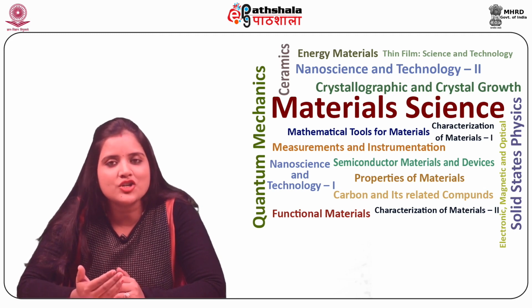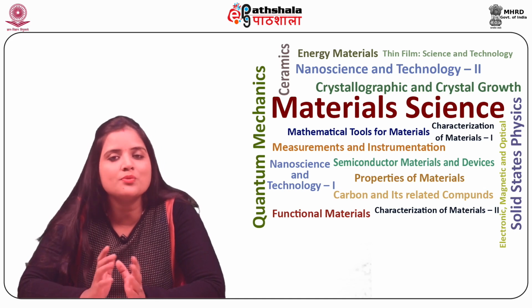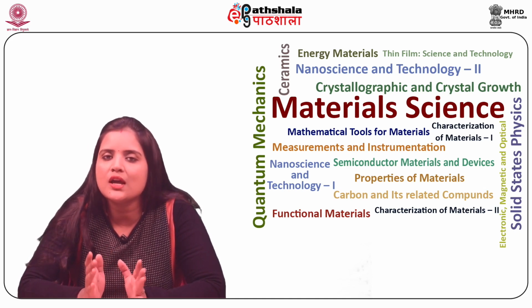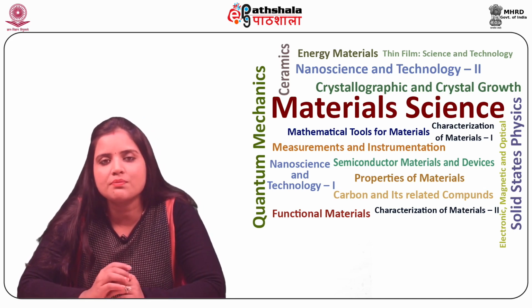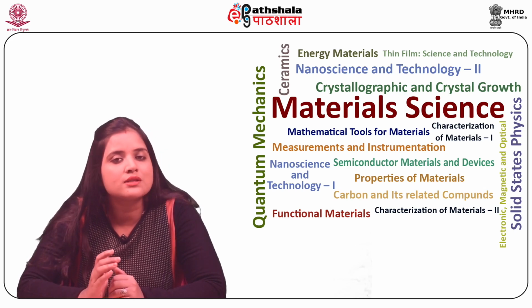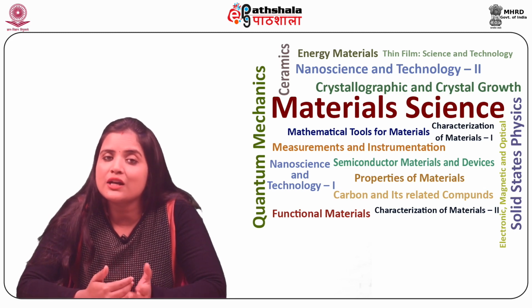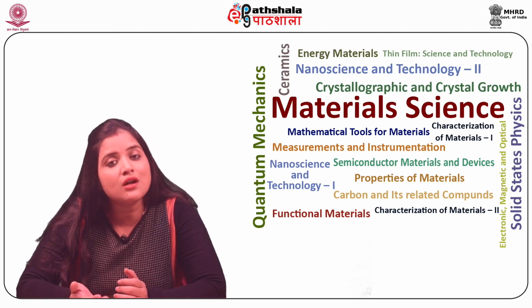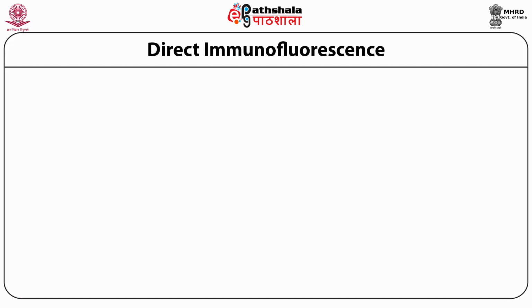Otherwise, a secondary antibody attached to a fluorophore can also be used to specifically bind to the first antibody. The following types of immunofluorescence are there. First one is the direct immunofluorescence. Second is the indirect immunofluorescence. And third is the microimmunofluorescence. Let us discuss the direct immunofluorescence.